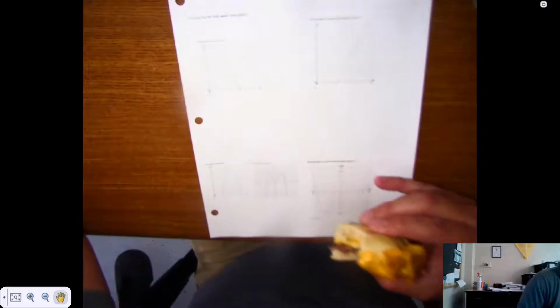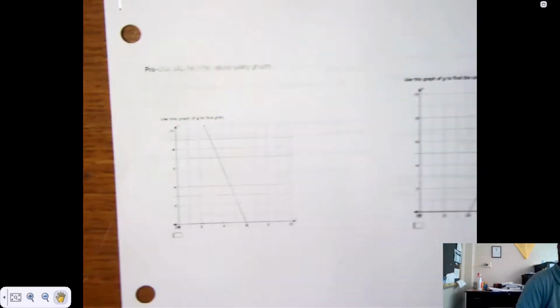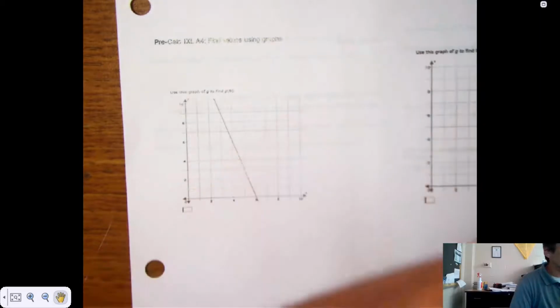This is, I think there's 3 lessons here. It starts with A4. Find values using graphs, which is a pretty simple task.